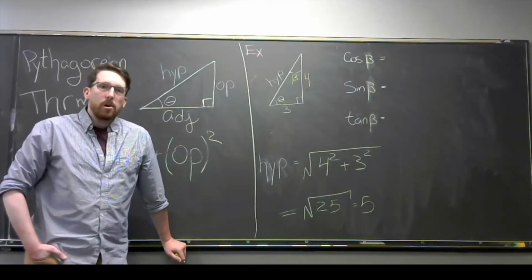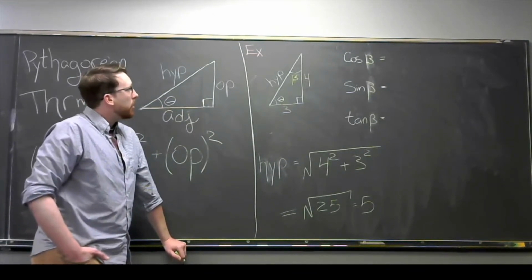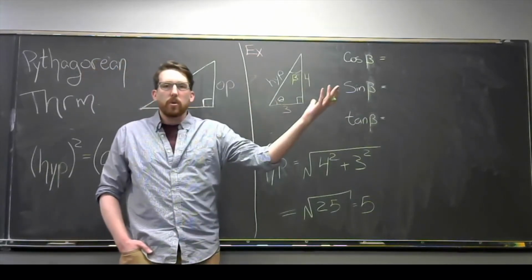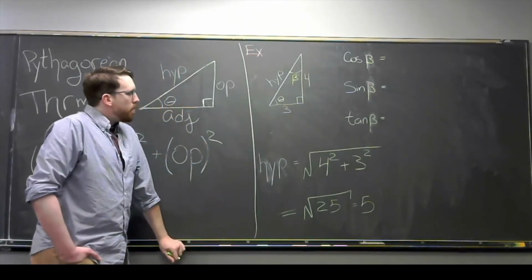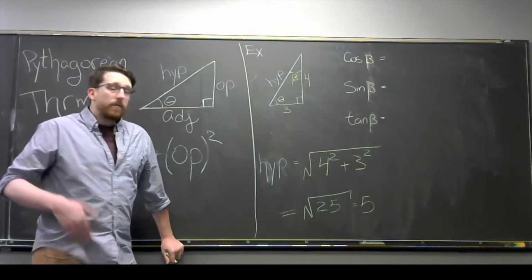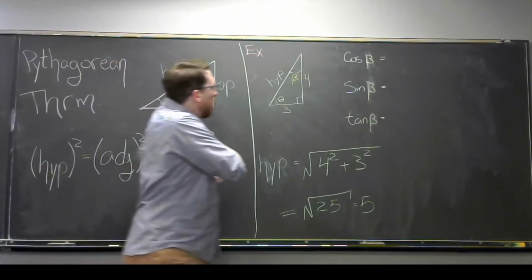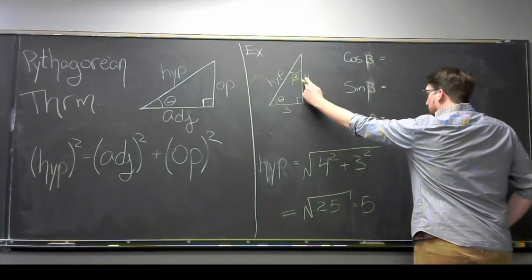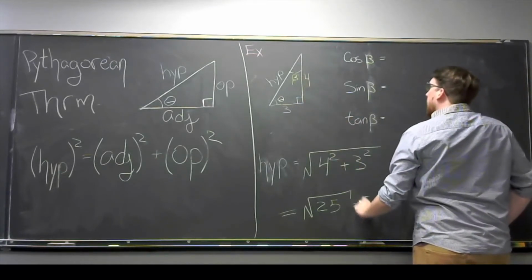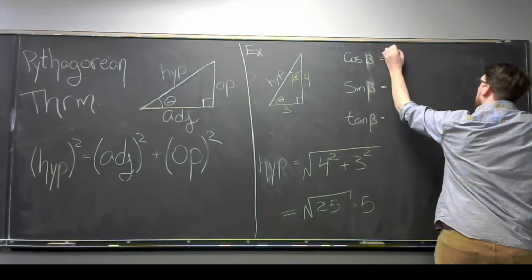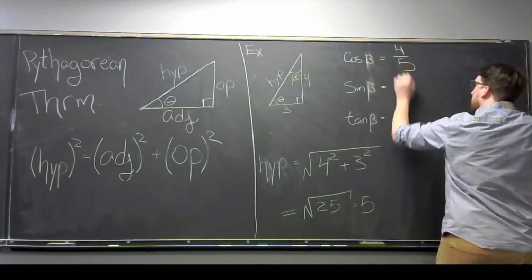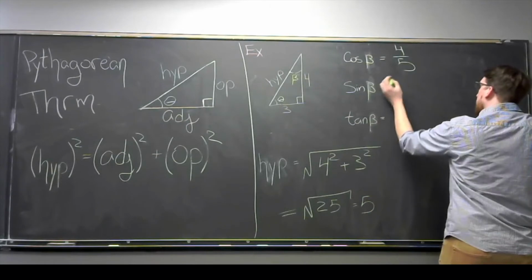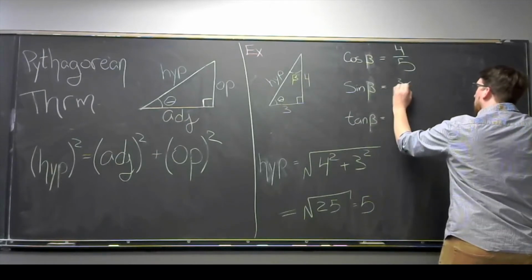So now we have what we need to tackle this problem, right? Now we can say, all right, I don't know what beta is. I have no clue what that angle is. But based on the information provided, I can still figure out what cosine of beta is. Cosine of beta is going to be the adjacent side divided by 5. So 4 divided by 5. Sine is going to be the opposite divided by 5. So 3 divided by 5.